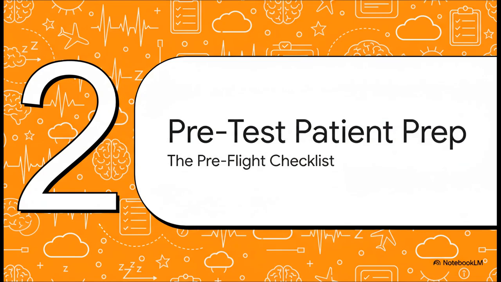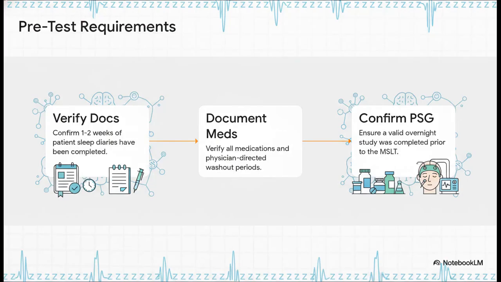All right, on to our second phase, pre-test patient prep. I want you to think of this as your non-negotiable pre-flight checklist. Getting this right is absolutely essential for a valid test. These 3 pre-test steps are basically your gatekeeping duties. You have to verify the patient's sleep diaries for at least 1 to 2 weeks. You have to meticulously document every single medication, and you have to confirm the results of the overnight sleep study. Skip just one of these, and the entire MSLT could be invalid.